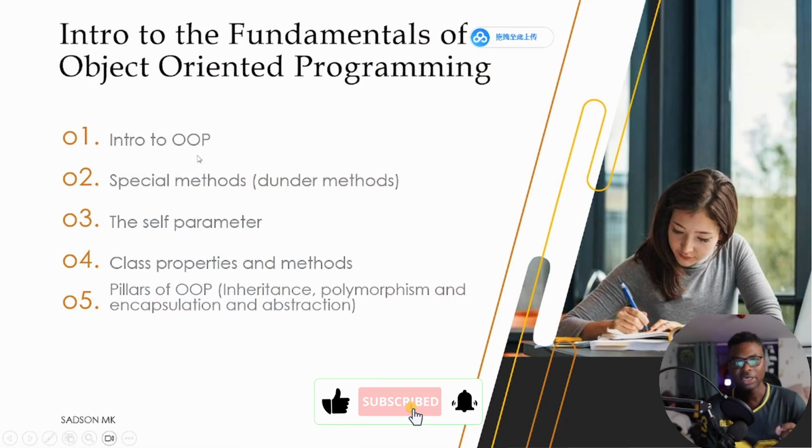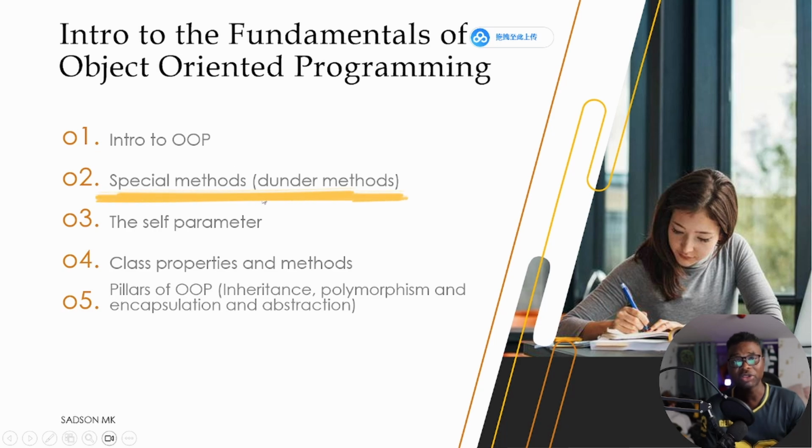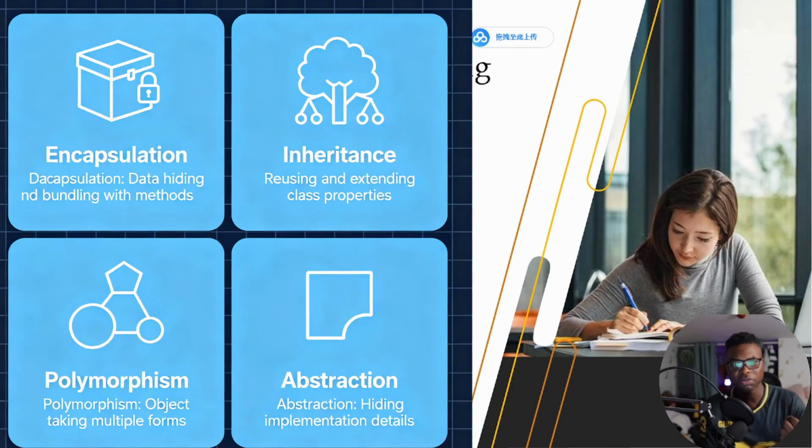This is an intro, and so we're going to look at these topics in this order. The first part, we're going to look at intro to OOP. Then we're going to look at special methods in Python, which we also call dunder methods, double underscore methods. And then we have the self parameter, which is a topic on its own. And then we have class properties and methods. And then lastly, we're going to look at pillars of OOP, which are inheritance, polymorphism, encapsulation, and abstraction.